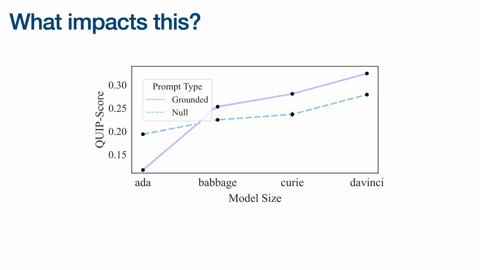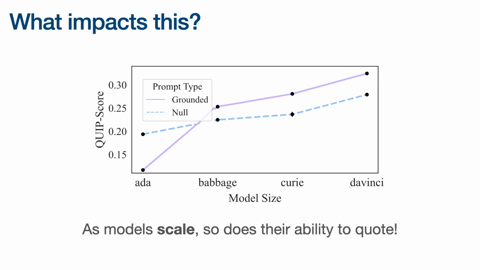Diving into some deeper analysis, we find that larger models are better at quoting. So here we see as the size of the OpenAI model increases, so does QUIP and the gap between grounding prompts and the null prompt. This is kind of intuitive, as larger models may have more capacity for memorization. It also makes sense when considering instruction performance. Large models might just be better at acting on the instructions in our prompts.